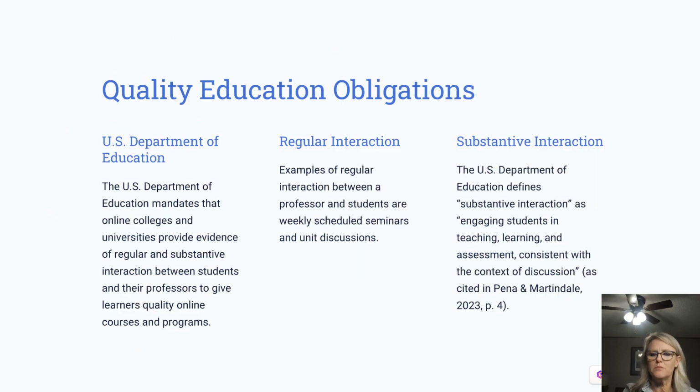Quality education obligations. The U.S. Department of Education mandates that online colleges and universities provide evidence of regular and substantive interaction between students and their professors to give learners quality online courses and programs. Regular interaction. Examples of regular interaction between a professor and students are weekly scheduled seminars and unit discussions. The U.S. Department of Education defines substantive interaction as engaging students in teaching, learning, and assessment consistent with the context of discussion, as cited by Pina and Martindale, 2023.